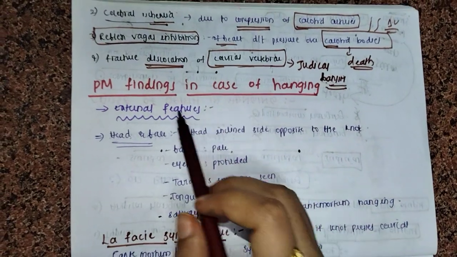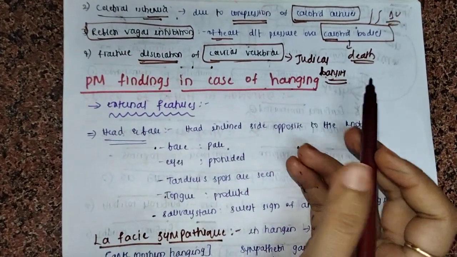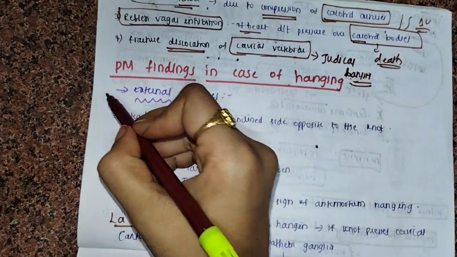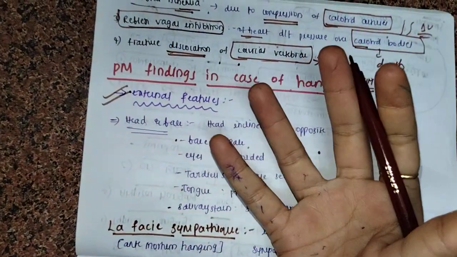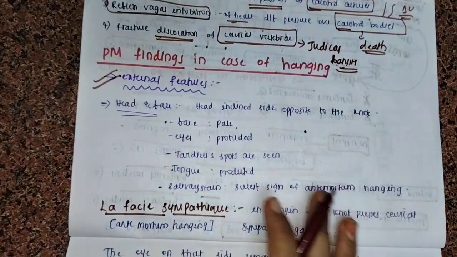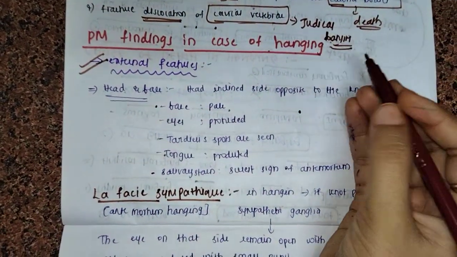So now we are going to discuss the postmortem findings in case of hanging. First, the external features. So what are the external features? One is the face, complete face. Now we are going to see what changes we see in the face.